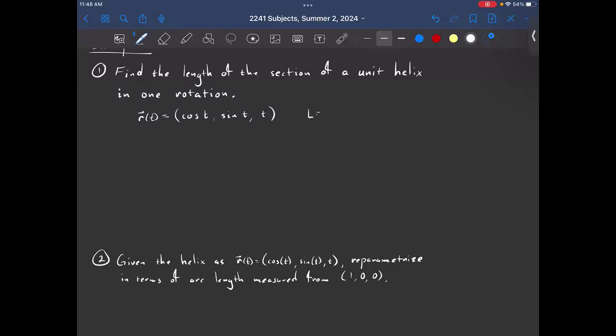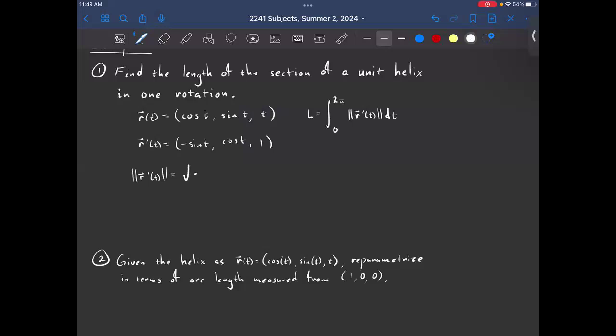All right, so let's see. I want one rotation, which is 0 to 2 pi, and I want the norm of the derivative to be plugged in there. All right, so I need my derivative. This is going to be minus sine, cosine, and then the derivative of t is just 1. So now we can compute the norm of this vector. And what do we get? Note the norm can depend on t.